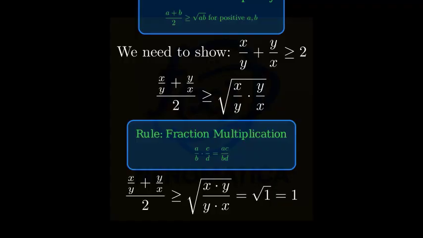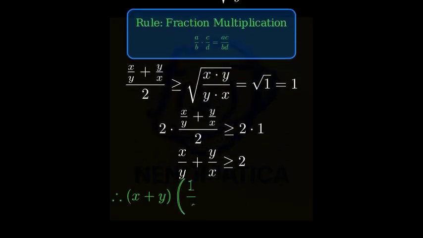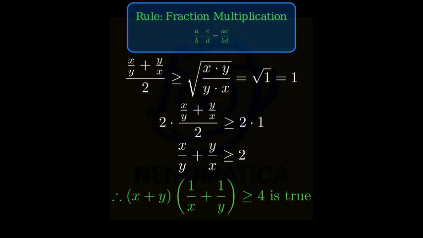So the square root of this is also 1. Now we can multiply both sides by 2 to get that x over y plus y over x is greater than or equal to 2. This shows that our original inequality is always true. That is, x plus y times 1 over x plus 1 over y is always greater than or equal to 4 for all real numbers x and y.